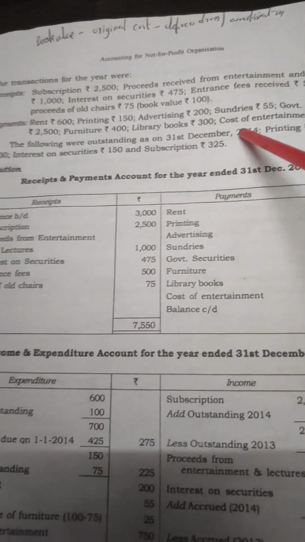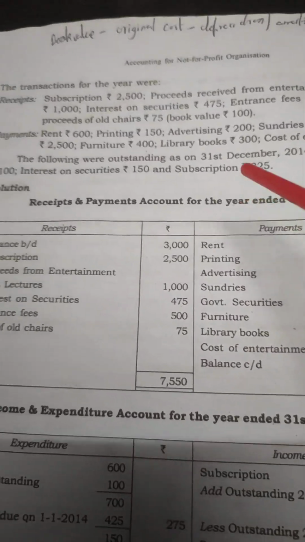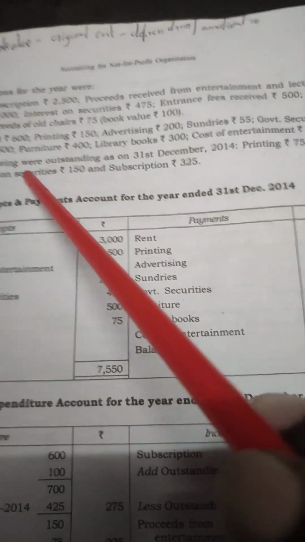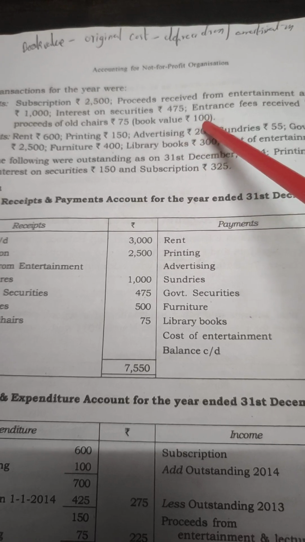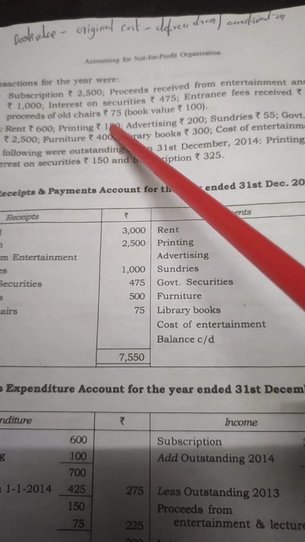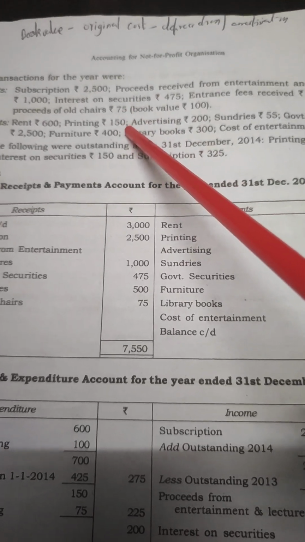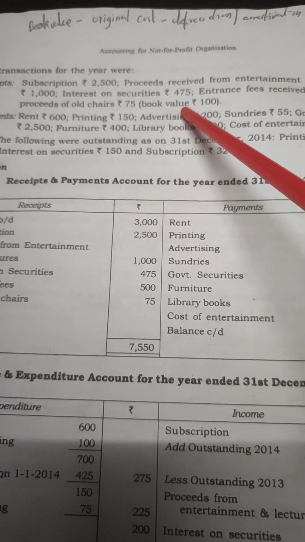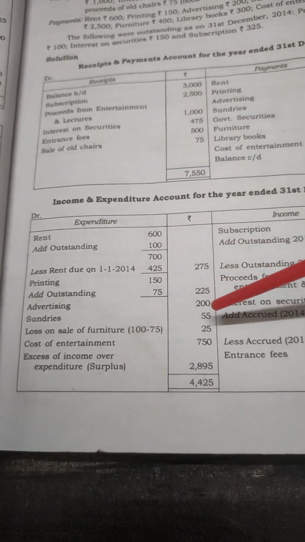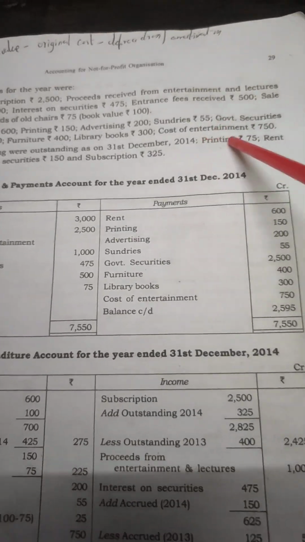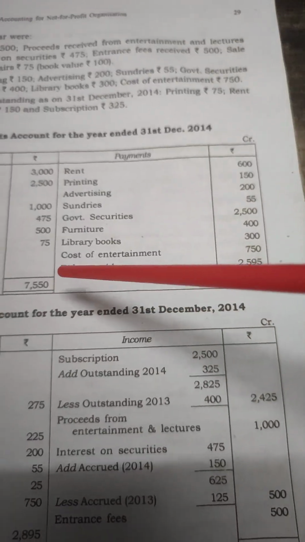Advertisement 200. Then sundries 55. Then loss on sale of furniture. I have already said that here a loss had occurred. The original value is 100, but we have sold it for 75 rupees. There is a loss or depreciation occurred. Only that amount is recorded in the income and expenditure account. That is 25. Then the cost of entertainment 750. No other item should be shown on the expenditure side.